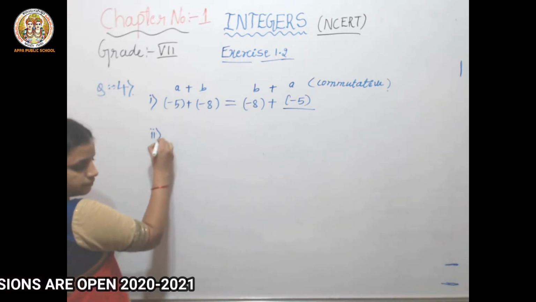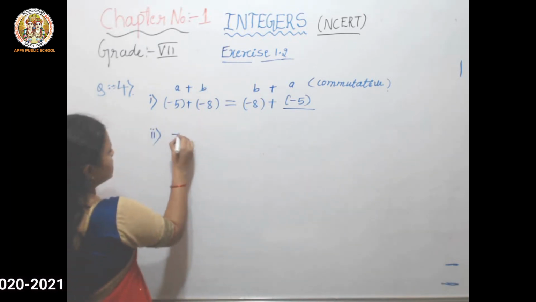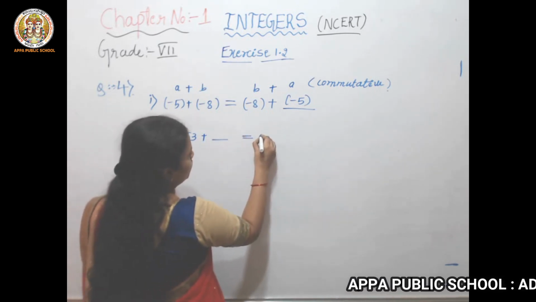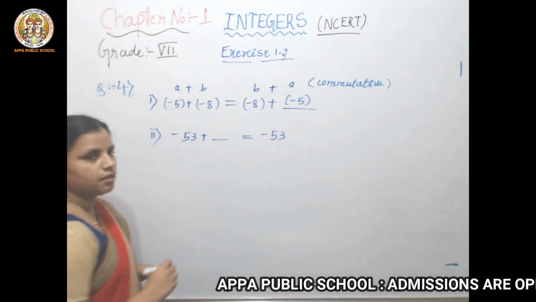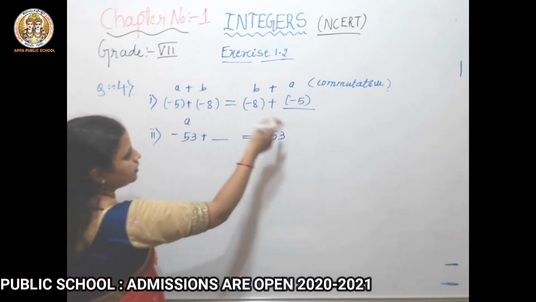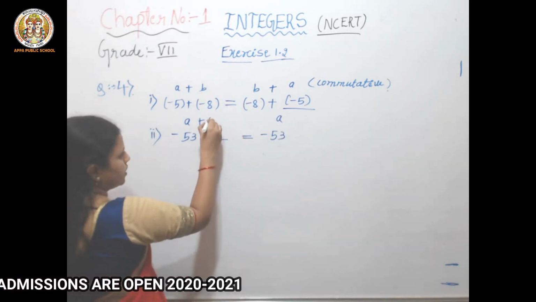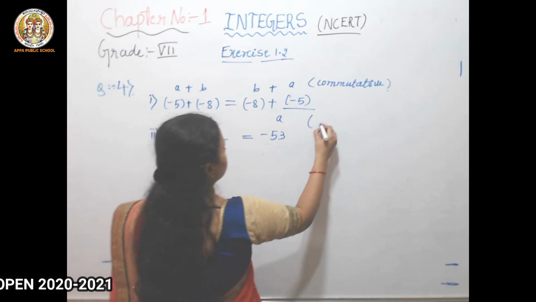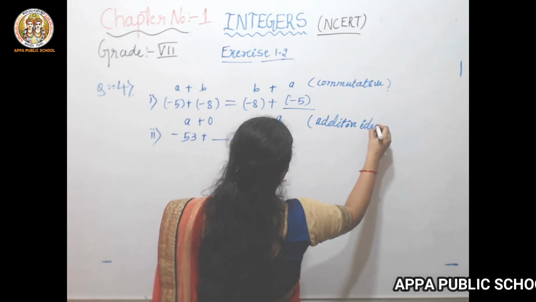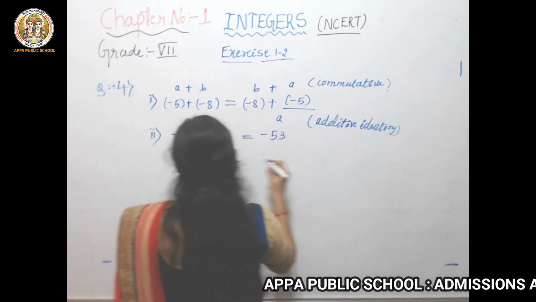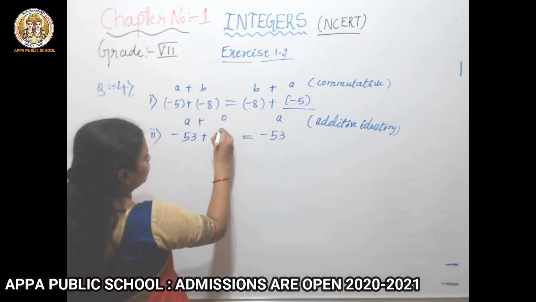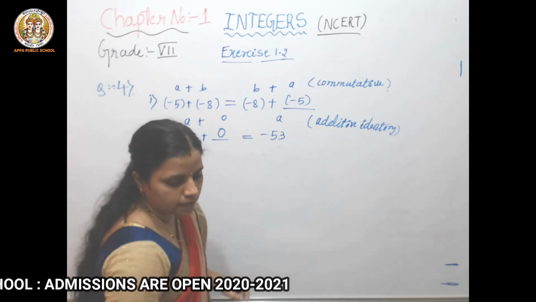The second one: minus 53 plus a blank is equal to minus 53. See here, we add something to this element and get the same element. So a plus 0, as I said, is the additive identity. What do you mean by additive identity? When you add 0 to any element, we get the same element. So what should the blank be here? It should be 0. So minus 53 plus 0 is minus 53.